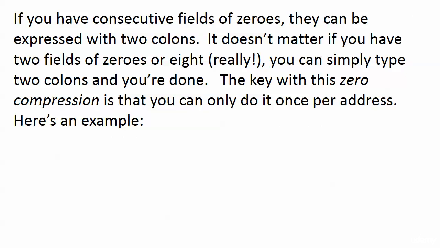Now, if you have consecutive fields of zeros, they can be expressed with 2 colons, or a double colon. It doesn't matter if you have 2 consecutive fields of zeros or 8 consecutive fields of zeros, and I mean that. You can actually have 8 sets of zeros, 8 blocks of zeros. So instead of typing 0, 0, 0, we're going to show you a better way to do that. You could type 2 colons and you're done. Now this is zero compression. We have zero compression and leading zero compression. The thing with zero compression is that you can only do it once per address.